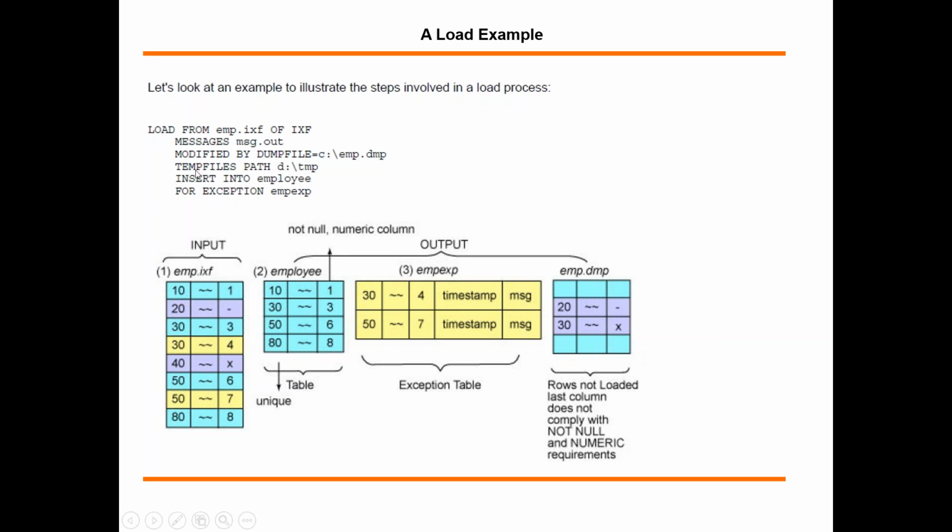This is a flat file. This is a temp files path. Where do I keep these intermediate load files? I'm inserting into the employee table. If there are any exceptions, write them into the employee exception table.